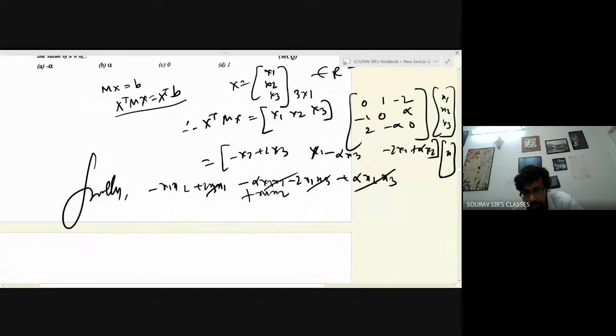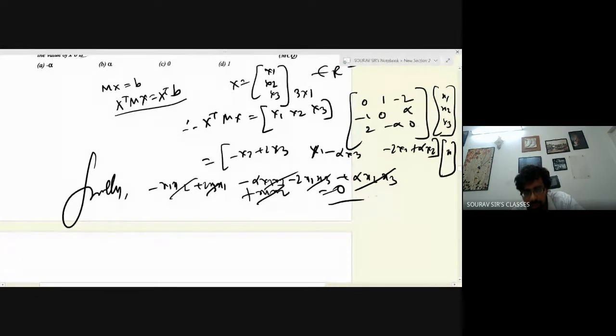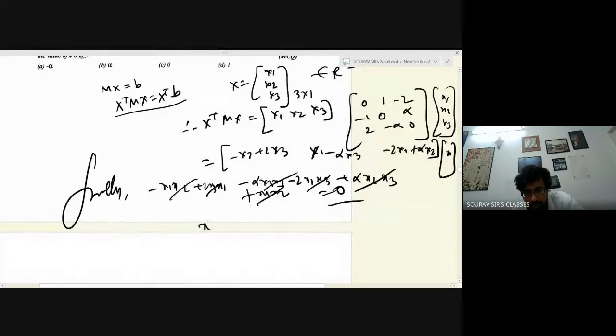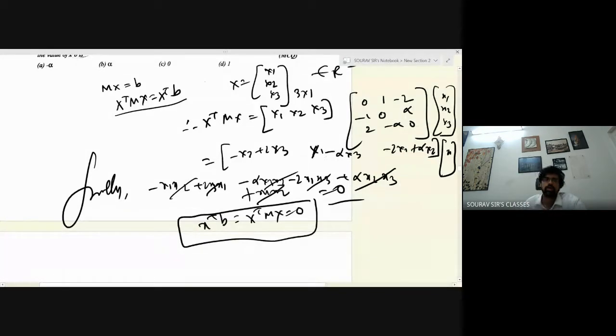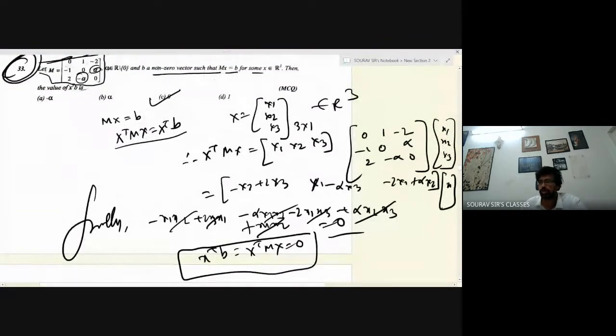Instead of plus x1 x2. So this is 0. So x transpose M x equals 0. You can always cross check, and so option number C is correct. Have a look. If you have any doubts, ask me.